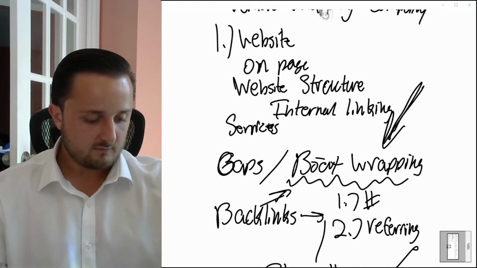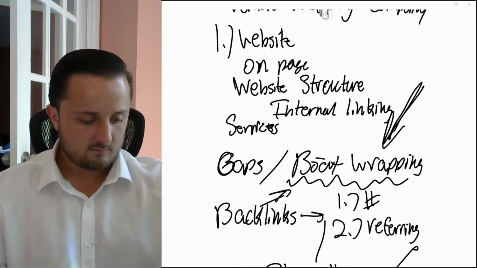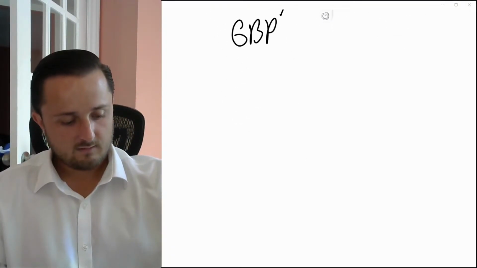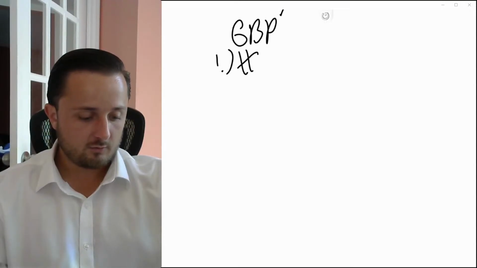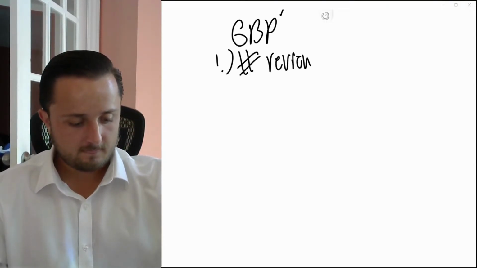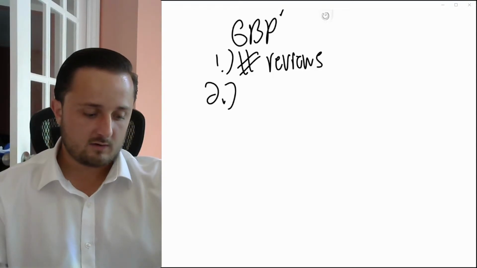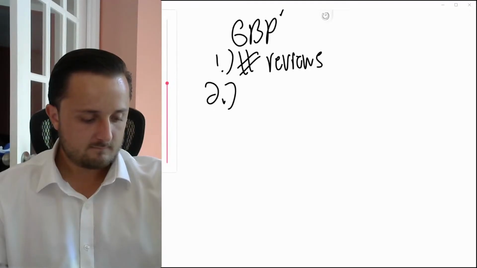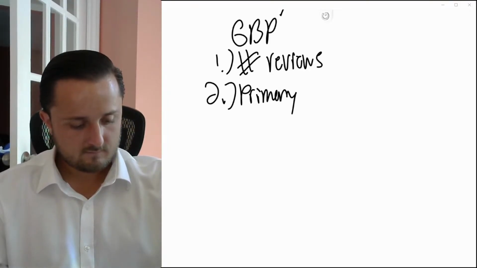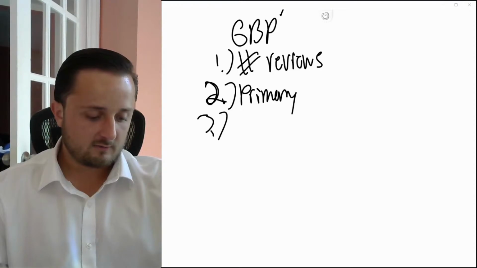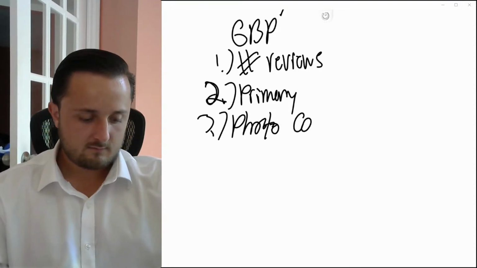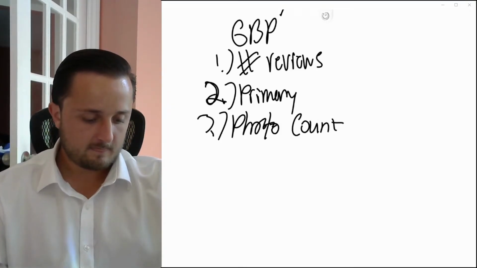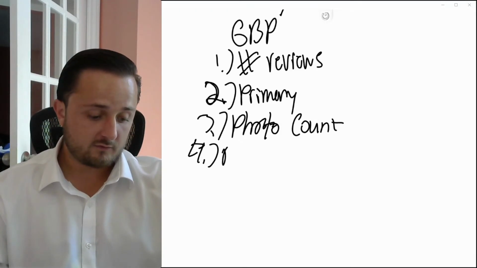Then for competitors, we're also going to want to look at the Google Business Profile. This is when I will look at the total amount of reviews. Then we're going to look at their primary category. This is when I'll start looking at the photo count, to get an idea of how many we need to start posting. Then I'm going to look at their posts on the profile.